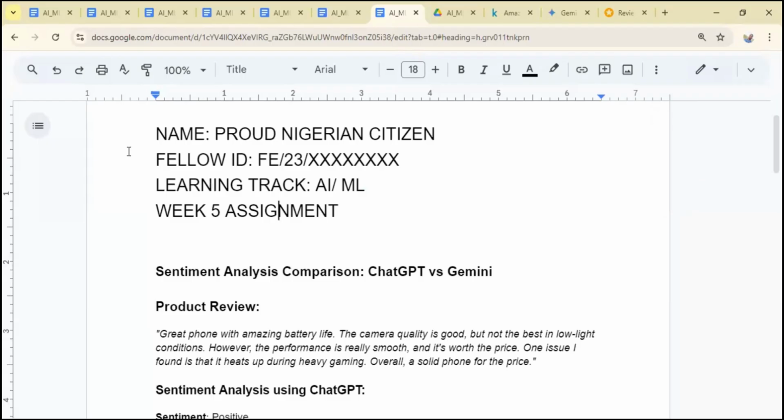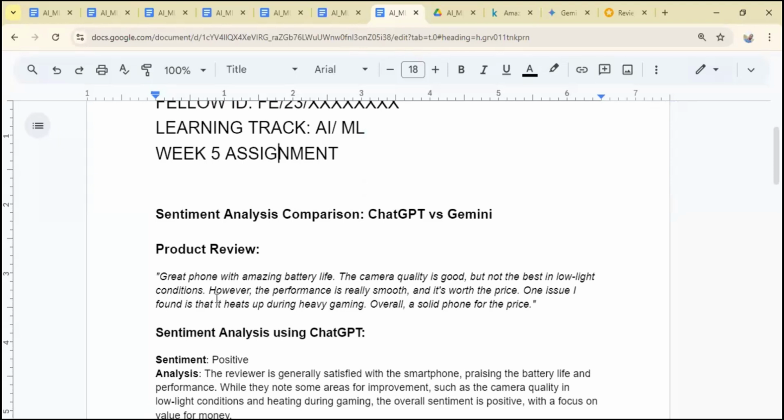Okay, so here is the assignment. Sentiment analysis comparison: ChatGPT versus Gemini. Product review, the same thing. Great phone with amazing battery life, the camera quality. This is the prompt I gave to them, what the user said about the phone. So I'm going to talk about the sentiment analysis of ChatGPT and Gemini.